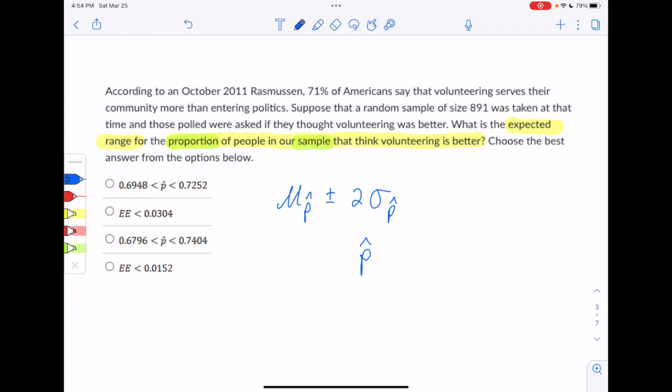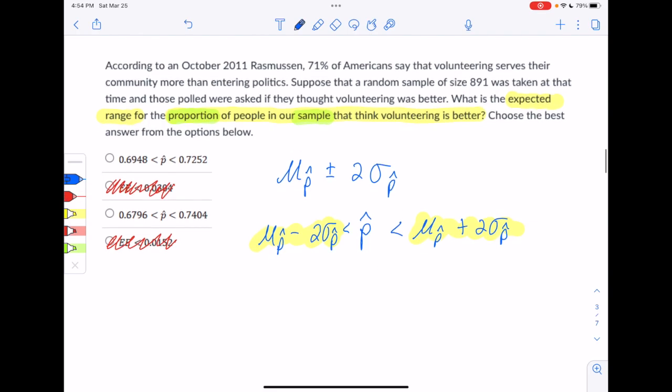So we think that p hat will be somewhere in between mu of p hat plus 2 sigma of p hat on the right and mu of p hat minus 2 sigma of p hat on the left. So we think that p hat's going to be in between this lower boundary and this upper boundary. So our answer should be one that gives p hat in between 2 boundaries. So what does that mean? It means it's not this answer and it's not that answer. So we've already narrowed it down to 2 options, and then we just need to plug in numbers to figure out which option to go with.